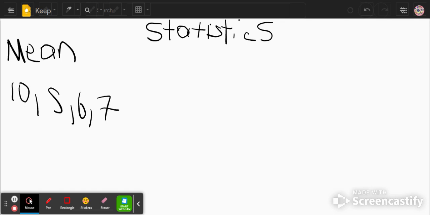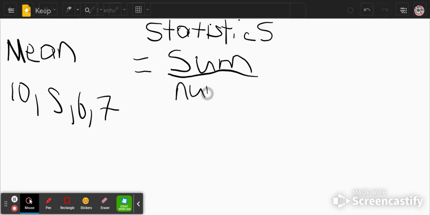To find the mean, we're supposed to add these numbers together, and when we add them, we'll get the sum and then divide it by the total amount of numbers. As you see, we have four numbers here. So it is sum divided by the number of numbers, so sum divided by num.